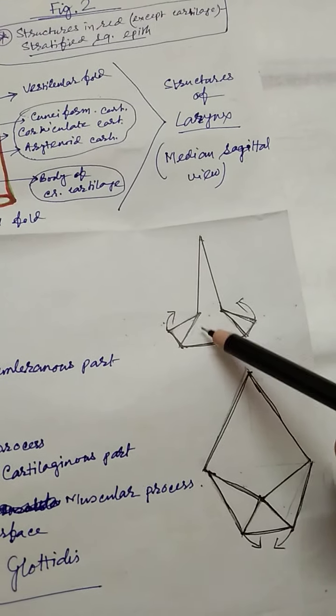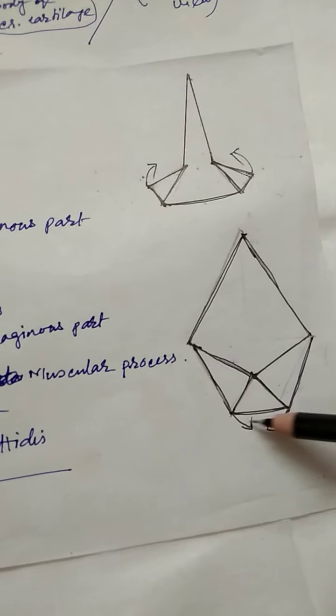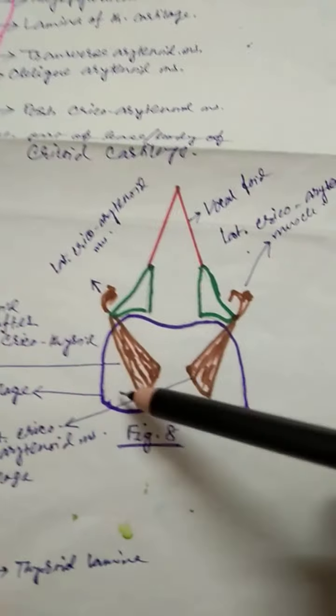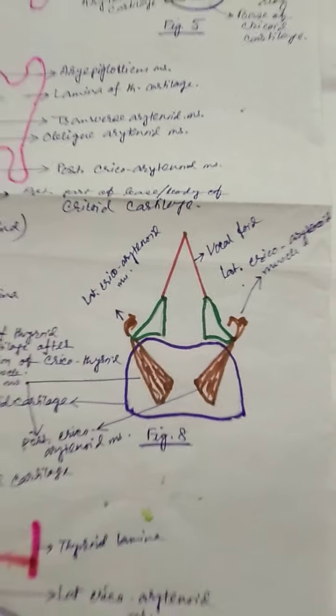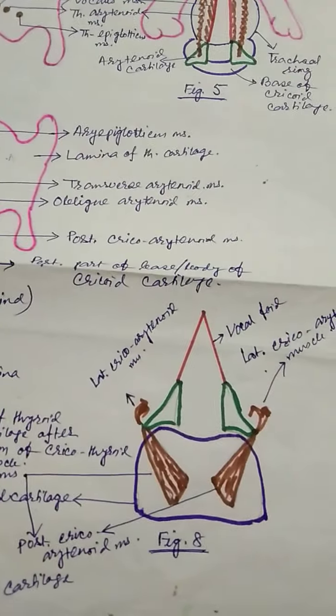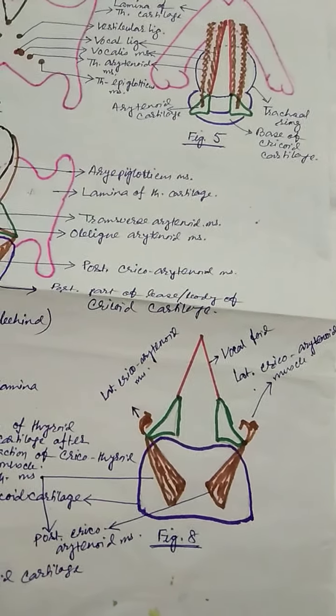So this is the whispering position of the vocal folds. Okay, and this is the contraction of the posterior cricoarytenoid, so there is abduction. Okay, so if these two muscles are contracting, there is abduction. Okay, so these are the muscles and the applied aspects of the applied part of the larynx. Okay, thank you.